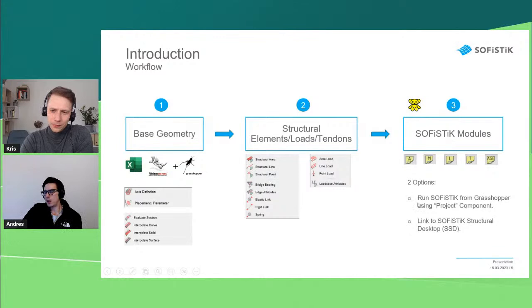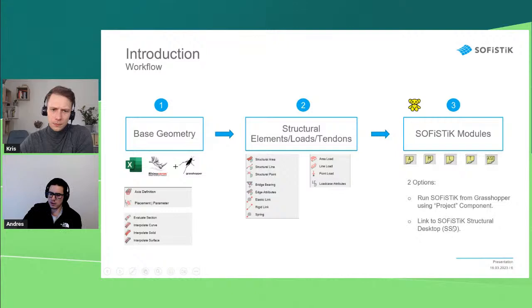And then we have two options. I think I mentioned this in the beginning, but we have two options on how to communicate with the actual FEA software. One is you run everything inside Grasshopper using a special component that we have. It's called the project component. And option two is we link to SSD. SSD is the Sofistik Structural Desktop. And this would be if you're doing more advanced models.